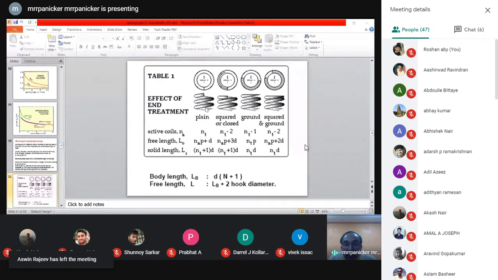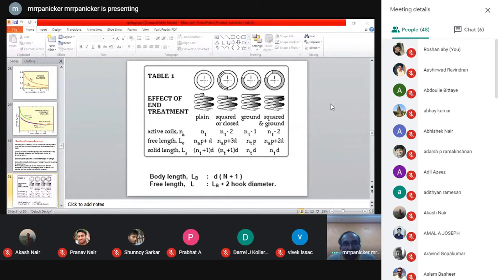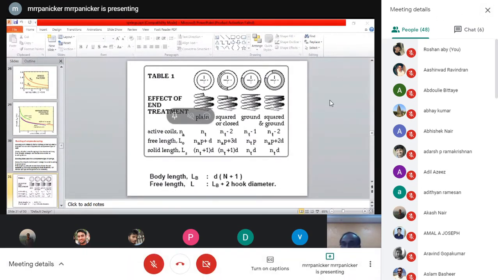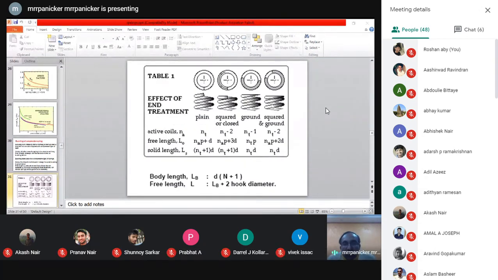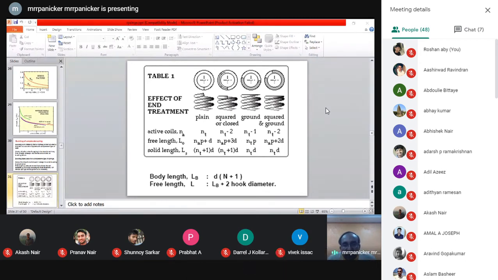It is mainly due to the stability, that is the slenderness ratio, the spring length divided by the mean coil diameter, that is L by D. If that L by D ratio is more, or if you have more free length, when the force is applied, there is a chance for buckling. So that is the stability issue.